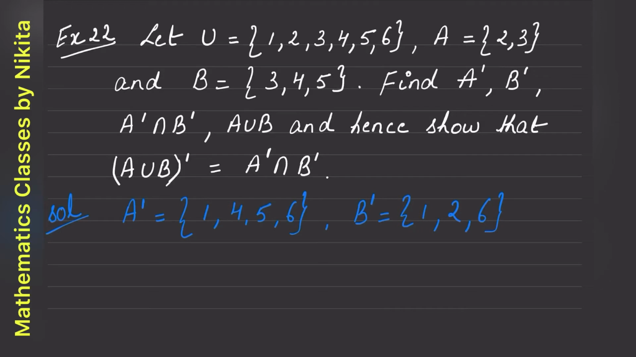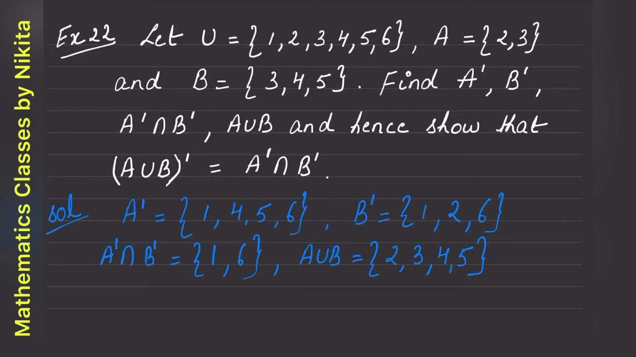Now let's find what is A complement intersection B complement. So you just have to take the intersection of these two sets and you can see that 1 is common and 6 is common. So 1 and 6. Now let's find what is A union B. Now A union B is equal to, A and B are given above in the question. So just take the union. Union means all the elements of A together with all the elements of B. The common elements are repeated only once. So I will write 2, 3, 4 and 5. So this is your A union B.